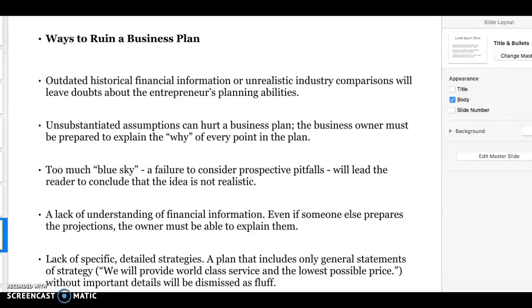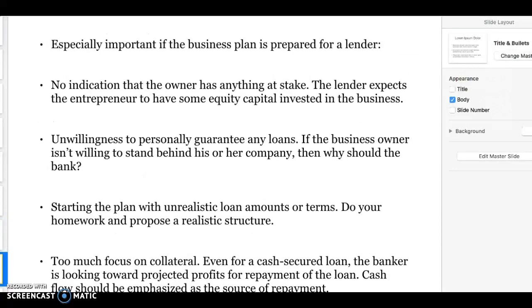Also, what I found, anyone who doesn't understand financial information when you're reading, that could be really hard. And just not being specific and not detailing your strategies, being way too general, like, oh, well, we'll give world-class service and the lowest price. Well, okay, that sounds amazing. However, how are you going to go about that? Because that's a really hard claim to keep.